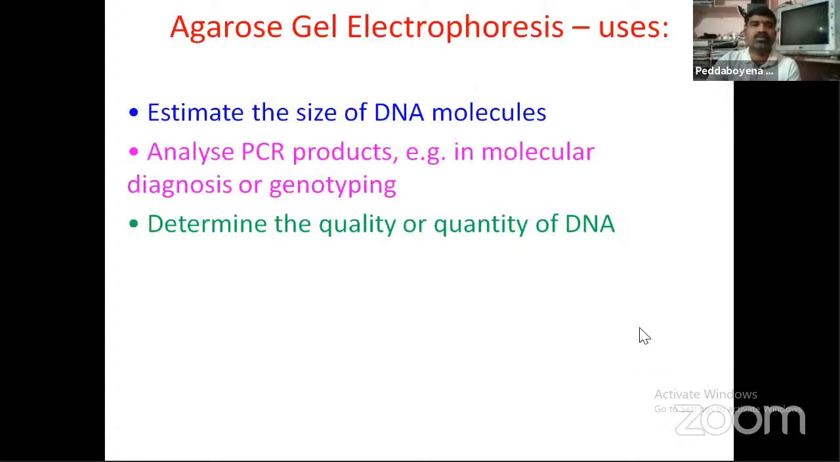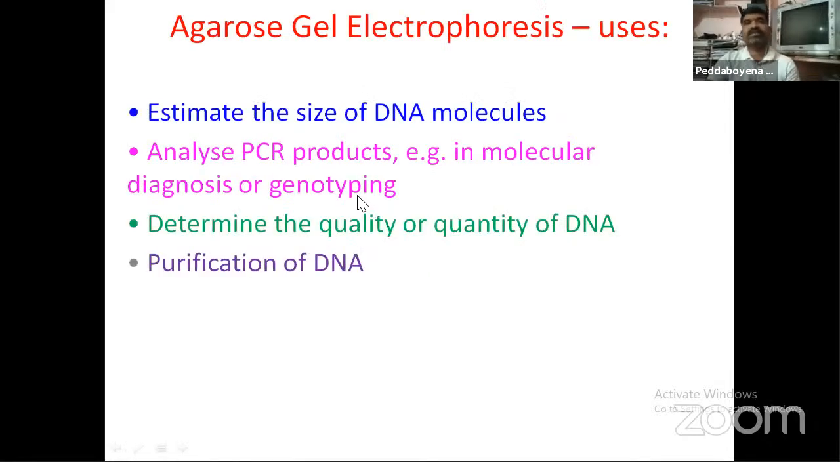Okay, now we are observing ethidium bromide. Agarose gel electrophoresis is used, first and importantly, to estimate the size of DNA molecules. Next, to analyze PCR products, for example in molecular diagnosis or genotyping. In this process we can use agarose gel electrophoresis to determine the quality or quantity of DNA. And the next use is purification of DNA.